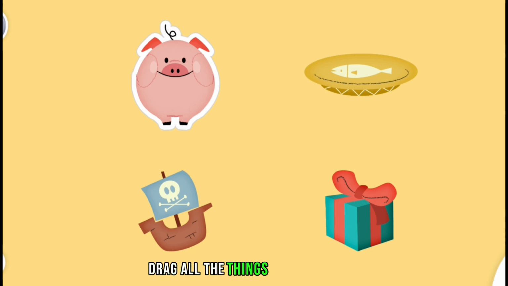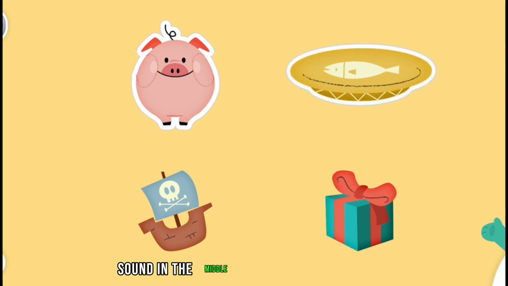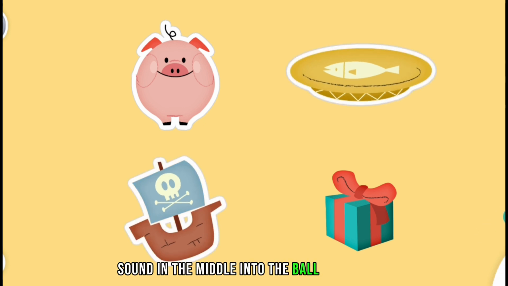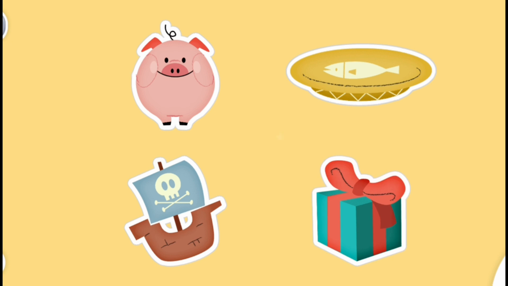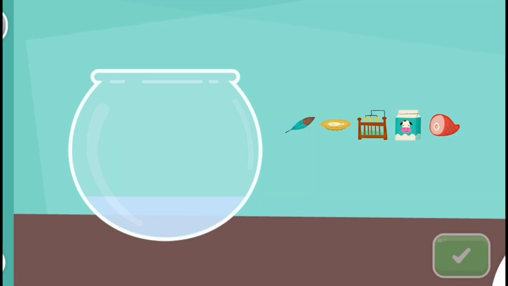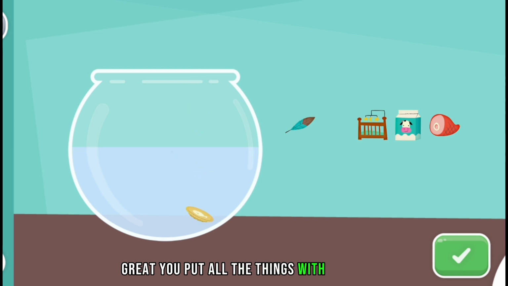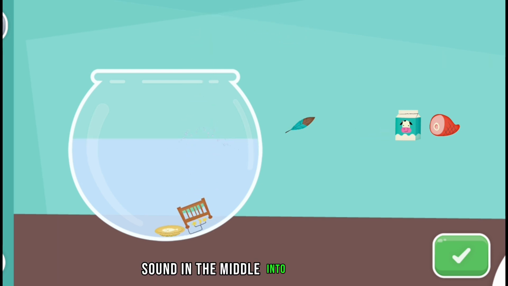Drag all the things with the sound. In the middle into the bowl. Feather. Dish. Crib. Milk. Great! You put all the things with the sound. In the middle into the bowl.